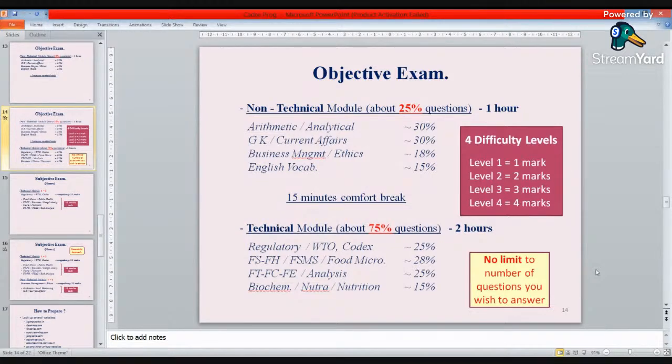28% of the questions will be on food safety and food hygiene, food safety management systems, food microbiology. 25% questions in food technology, food chemistry, food engineering, food analysis, and another 15% in biochemistry, nutraceuticals, nutrition. Difficulty levels I have already told you, and no limit to the number of questions.